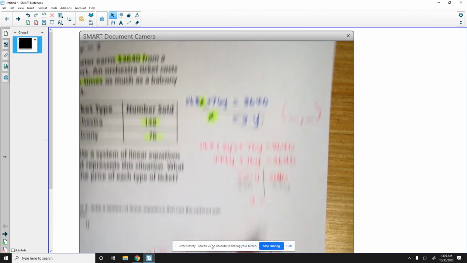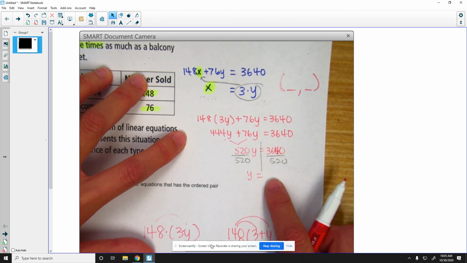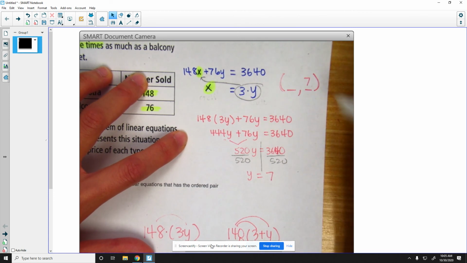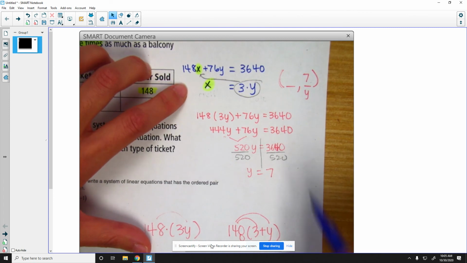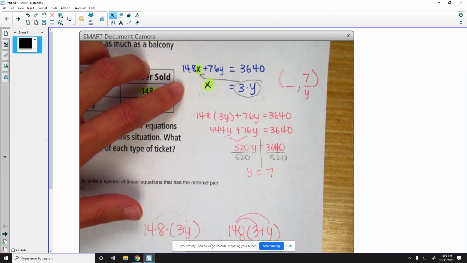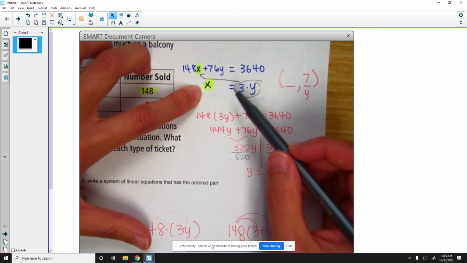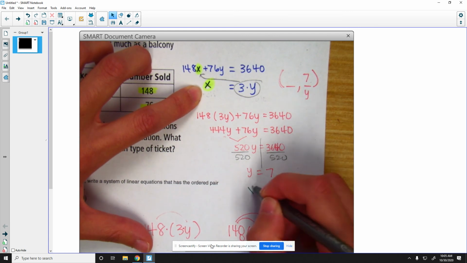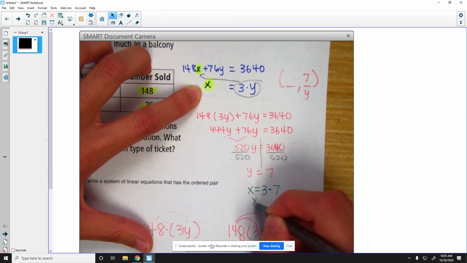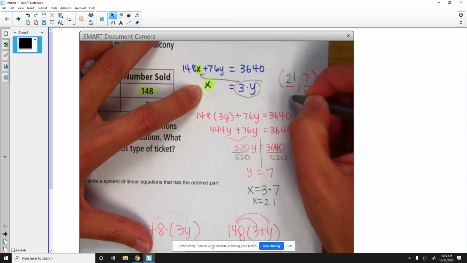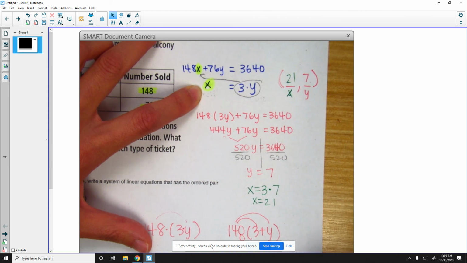All right. So did anyone divide that yet? Awesome. So y equals 7. Okay, so now remember what I have to do. Just go back into my equation. Which one is easier to plug in this time? The bottom, because it looks smaller, easier, right? So I have x equals 3 times y, which is 7. So what does x equal? 21.